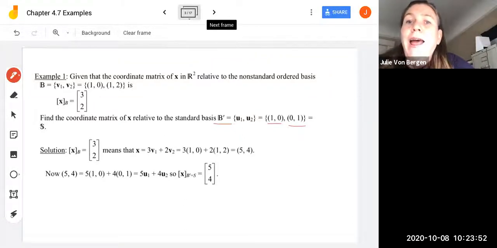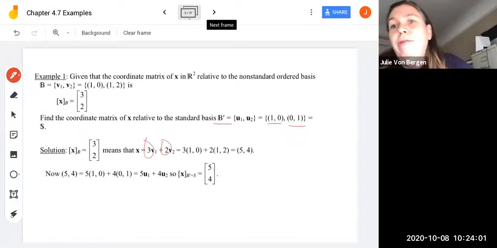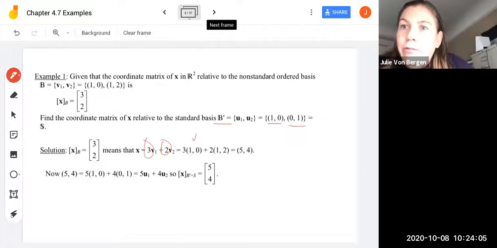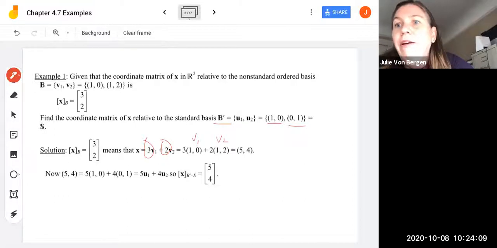Okay, so X sub B is (3, 2) as a column vector, which means that 3 and 2 are our scalars that get multiplied by V1 and V2. And then we've got V1 and V2 right here. So here's V1, the vector (1, 0), and here's V2, the vector (1, 2). And so we can multiply through and see, okay, it's going to give us 5 and 4 as our vector values.